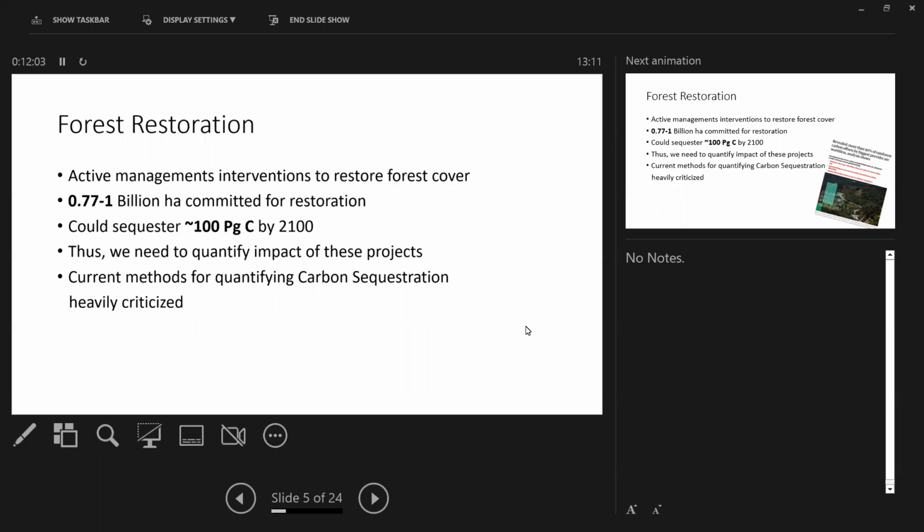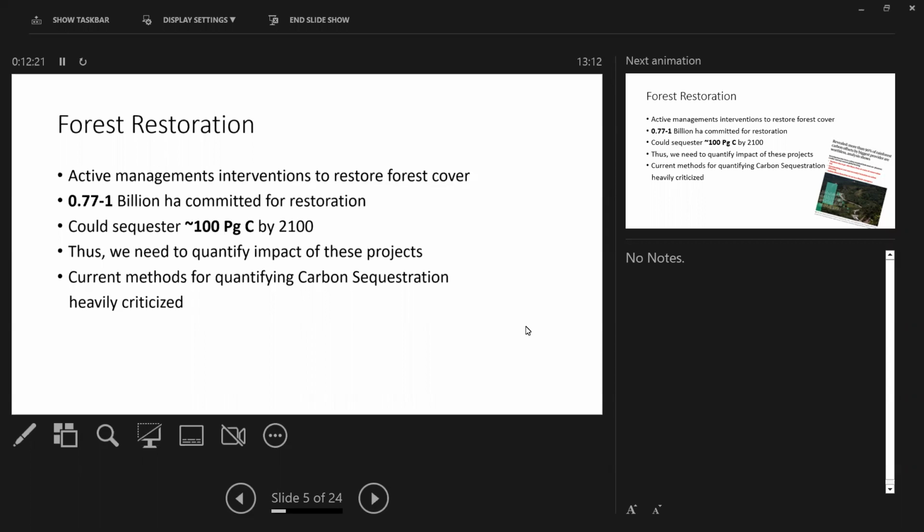And somewhere in the region of 0.7 to 1 billion hectares of land across the globe are being committed for restoration. So huge areas. And those estimates say it's somewhere around 100 petagrams of carbon could be sequestered by the end of the century. So massive amounts of carbon as well.